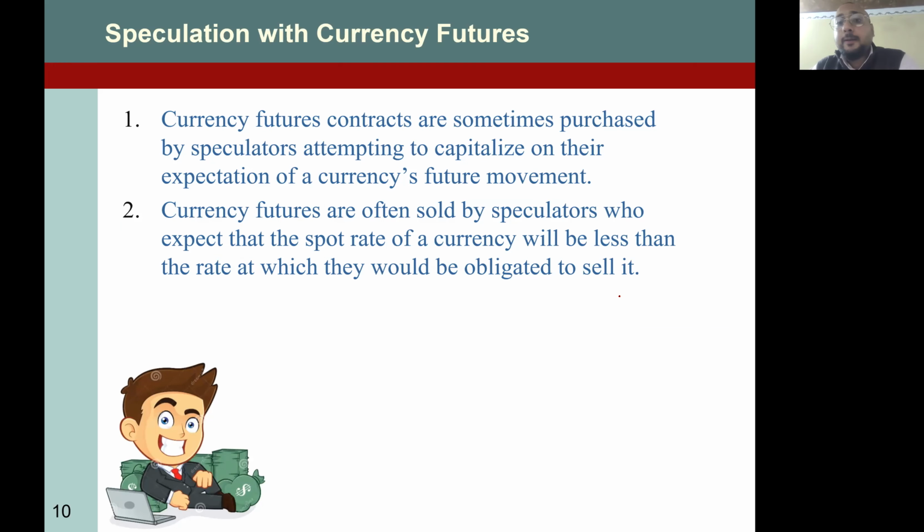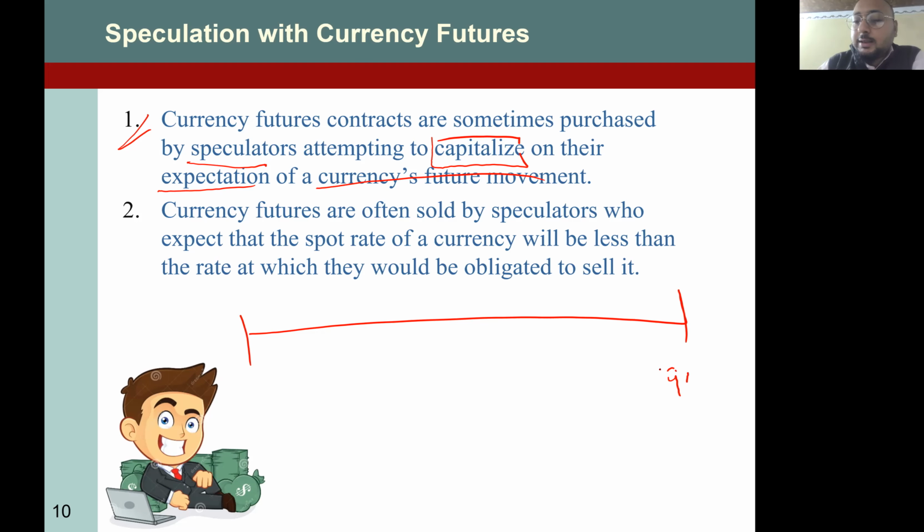Speculating with the currency futures. What do we mean by speculation? Those who are after profits. They are not hedging their risk. They are after profit, money making. So currency future contracts are sometimes purchased by speculators attempting to capitalize on their expectation on future currency movement. If the currency is going up, they will buy future contract. So what happened here?